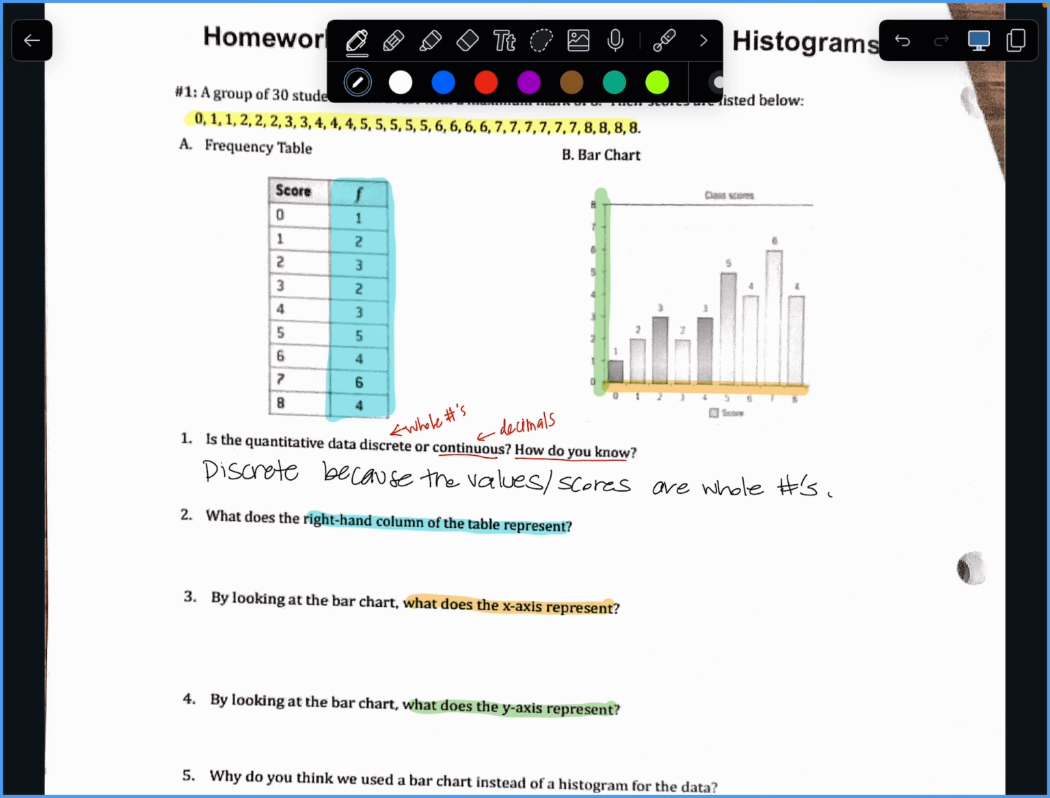Okay, let's go with Carlos. What does the right-hand column of the table represent? The score of, like, class scores. Well, I wouldn't say the right-hand column. I'll be more specific.